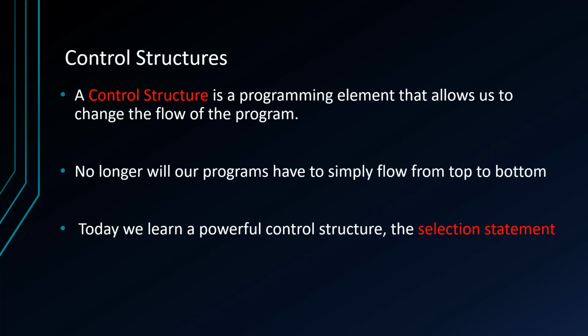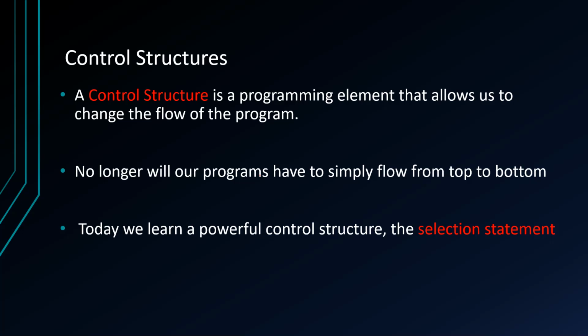So, how do we do this? Well, we do this through the use of something called a control structure. A control structure is just a simple programming element that allows us to change the flow of the program. Now, we use the term flow because some people, instead of using the train analogy, will use a river analogy. And the river just continually flows down that path.